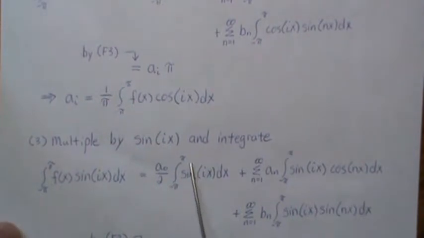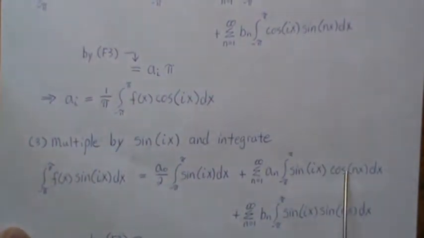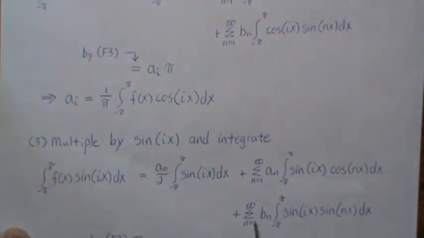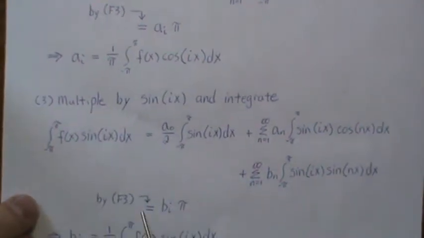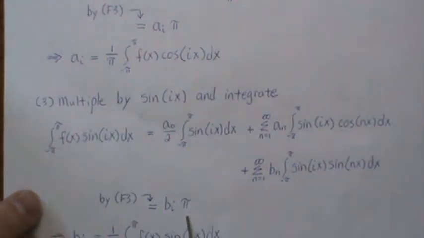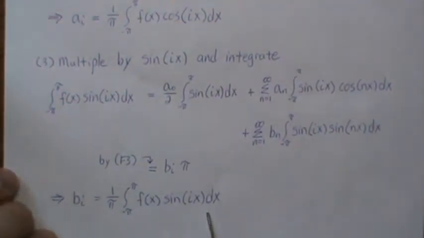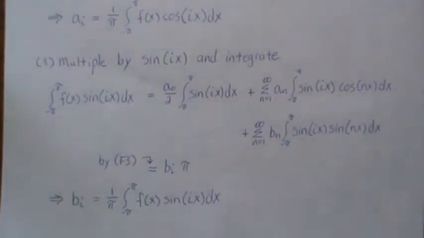This is orthogonal, so it's 0. Every one of these is orthogonal to each other, so it's 0. And the only one that's not 0 is the ith component of this sum. And again, by f3, this is b_i pi. So we can solve for b_i, and it's this. And so now we have a solution for every coefficient for our function. So now let's do an example.